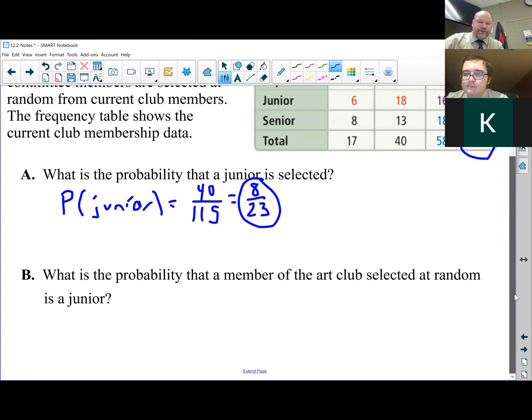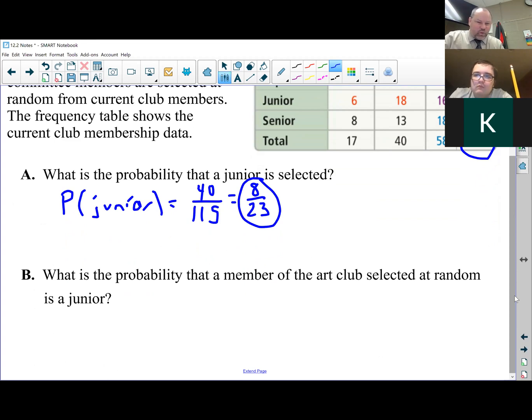Again, you could write that as a decimal. You could write it as a percentage as well. It's not going to come out very exact. It's going to be a repeating decimal. So fractions are always exact, and so it's kind of nice to leave it that way.